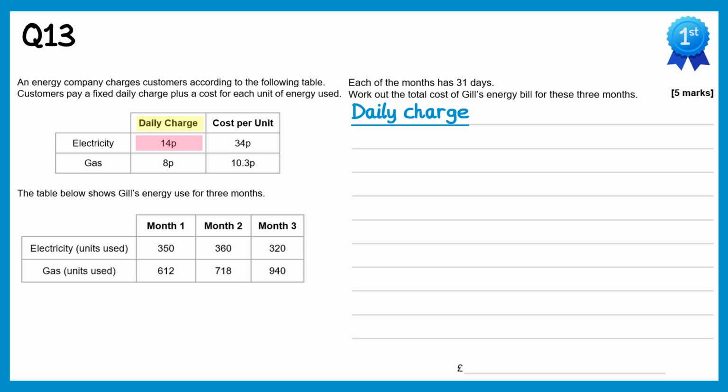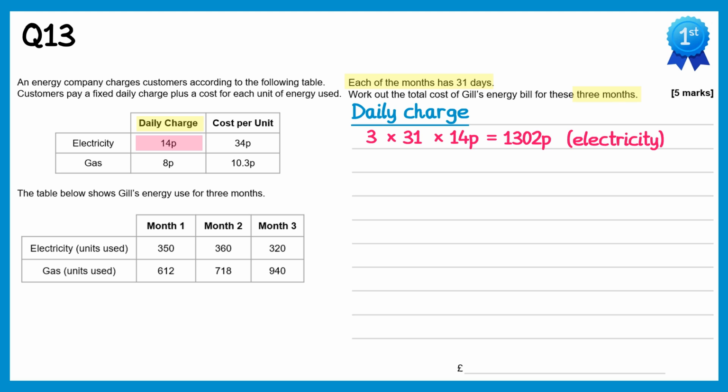We're told in the question that each of the months has 31 days, and Jill's bill is for 3 months. So if we do 3, that's the number of months, times 31, that's the number of days, we find out how many days there are, and if it's 14p for each of those days, we times that by 14p, and we'll get the total daily charge for electricity. So that's 1,302 pence, and that's the electricity contribution.